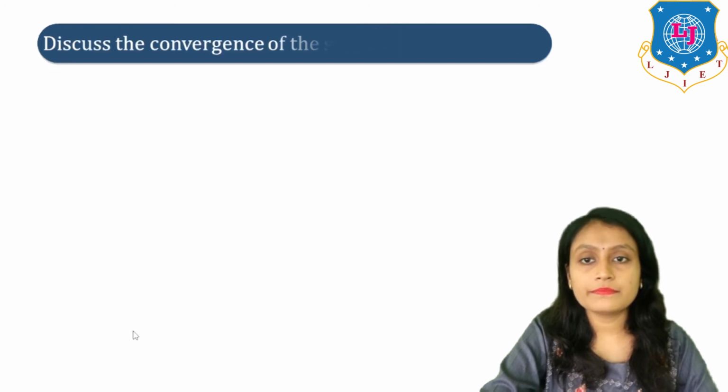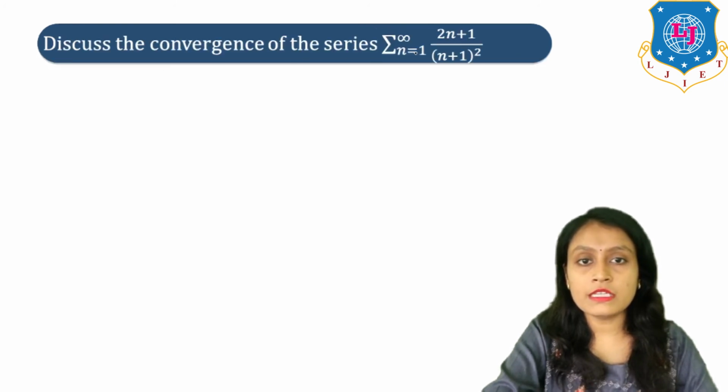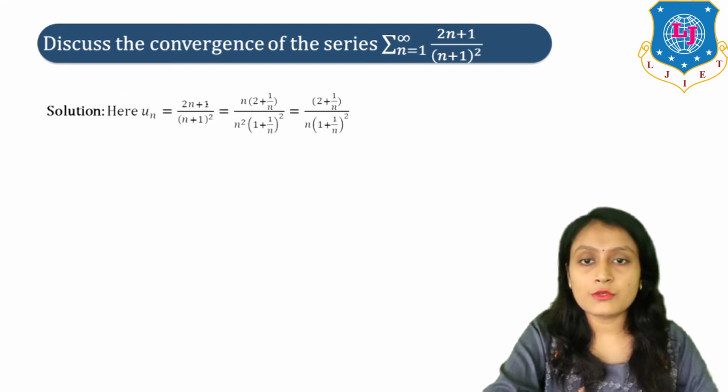Next, discuss the convergence of the series (2n + 1) upon (n + 1) whole square. Now here un is given, that is (2n + 1) upon (n + 1) whole square. Now to solve this, we will take the power of n common.